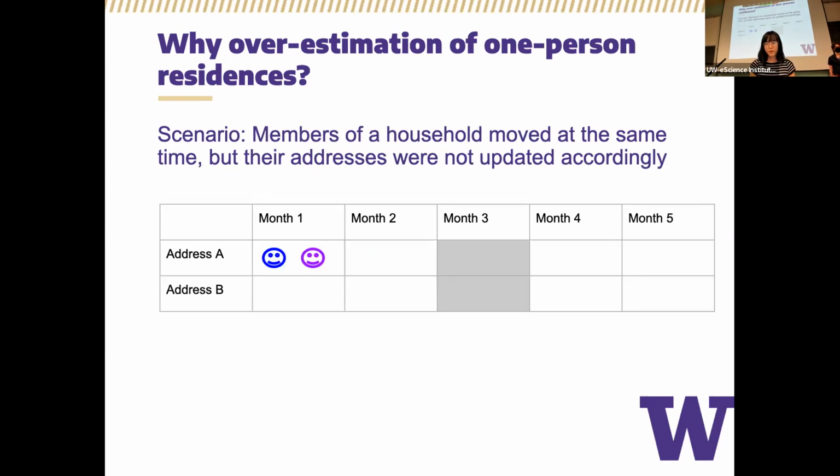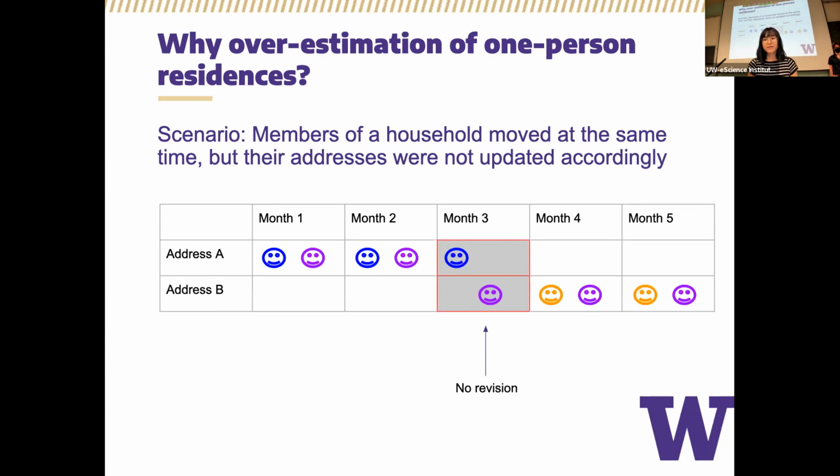For the third scenario, we observe two persons living together for a few months, and then they start to separate from each other and reunite again in a new address. We believe this corresponds to the case where members of a household move out at the same time, but their addresses were not updated accordingly. In this case, we want to pool these one-person residences together in the transition period.